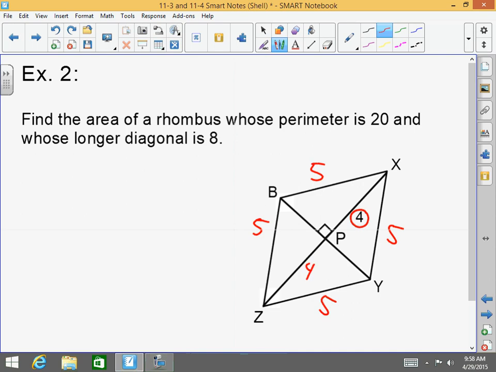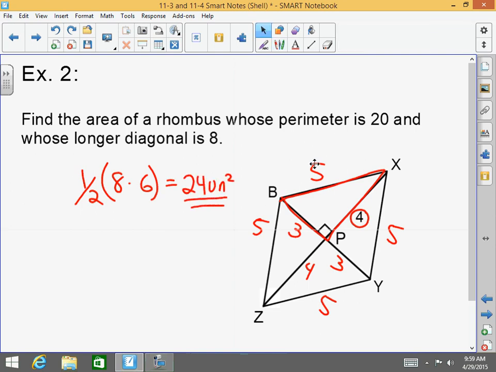Okay? So what kind of a triangle is formed here? 3, 4, 5. So if that's 3, that's 3. So 1/2 of 8 times 6, that equals 24 units squared. It's that simple. Not bad, right?